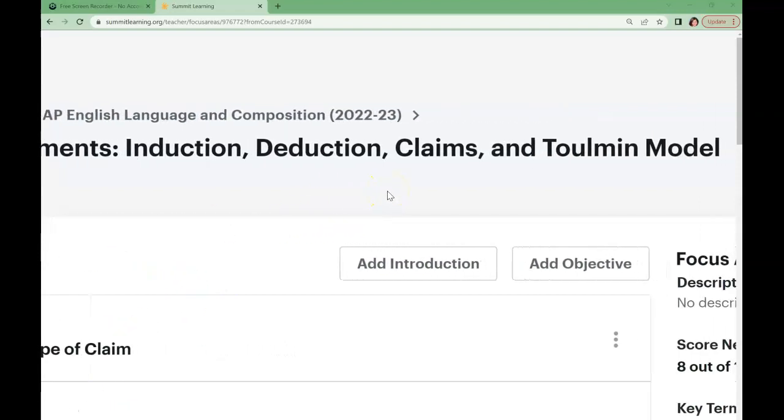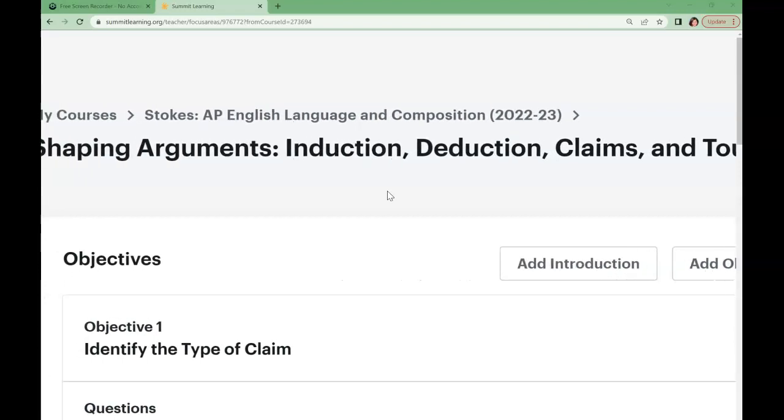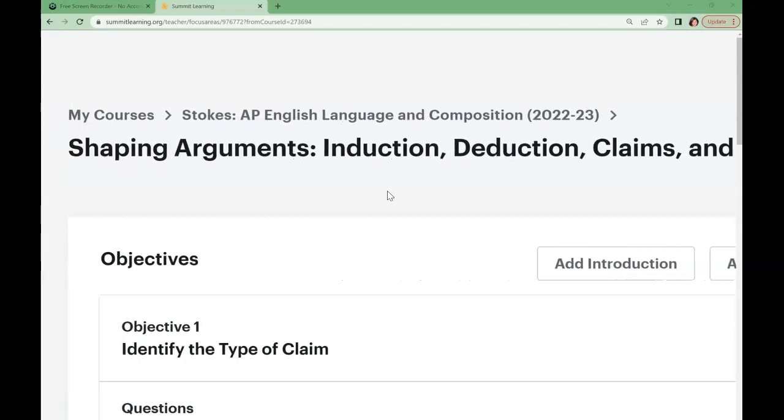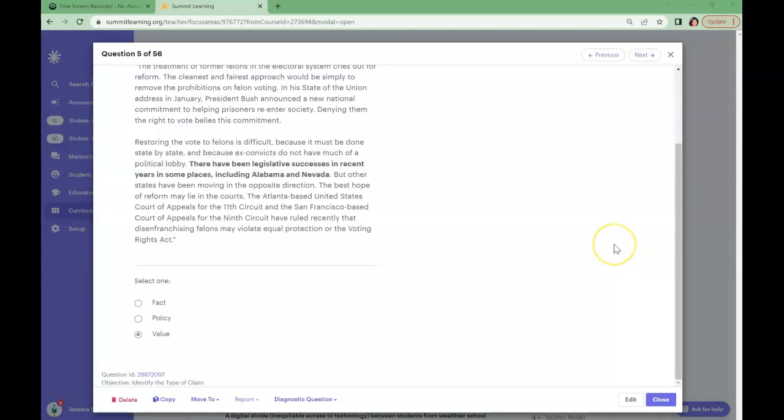Claims, and Toulmin Model. So this video will go over everything that you need to know for this assessment, and we are going to start with Objective 1, Identifying the Type of Claim. Awesome, so let's take a look at this question. This question you'll actually see in the diagnostic for the assessment. And so I'm just going to talk you through the different diagnostic questions to help you be better successful when you take the actual assessment.